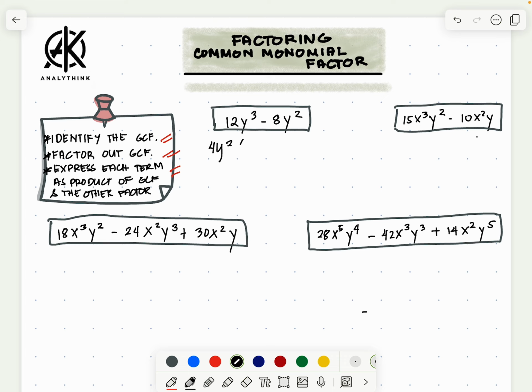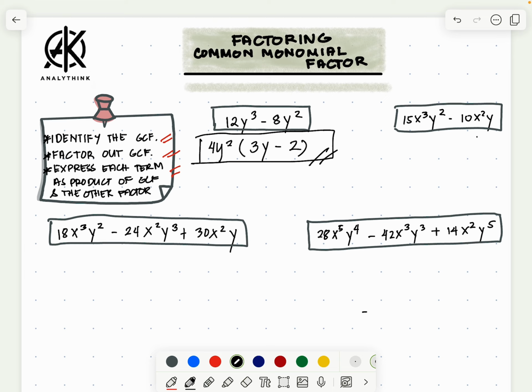Okay, so let's express each term as a product of your GCF and the other factor. How do we know the other factors? You divide 12y cubed by 4y squared. That would be 3y. And then 8y squared divided by 4y squared would be negative 2. So these are the factors of your 12y cubed minus 8y squared.